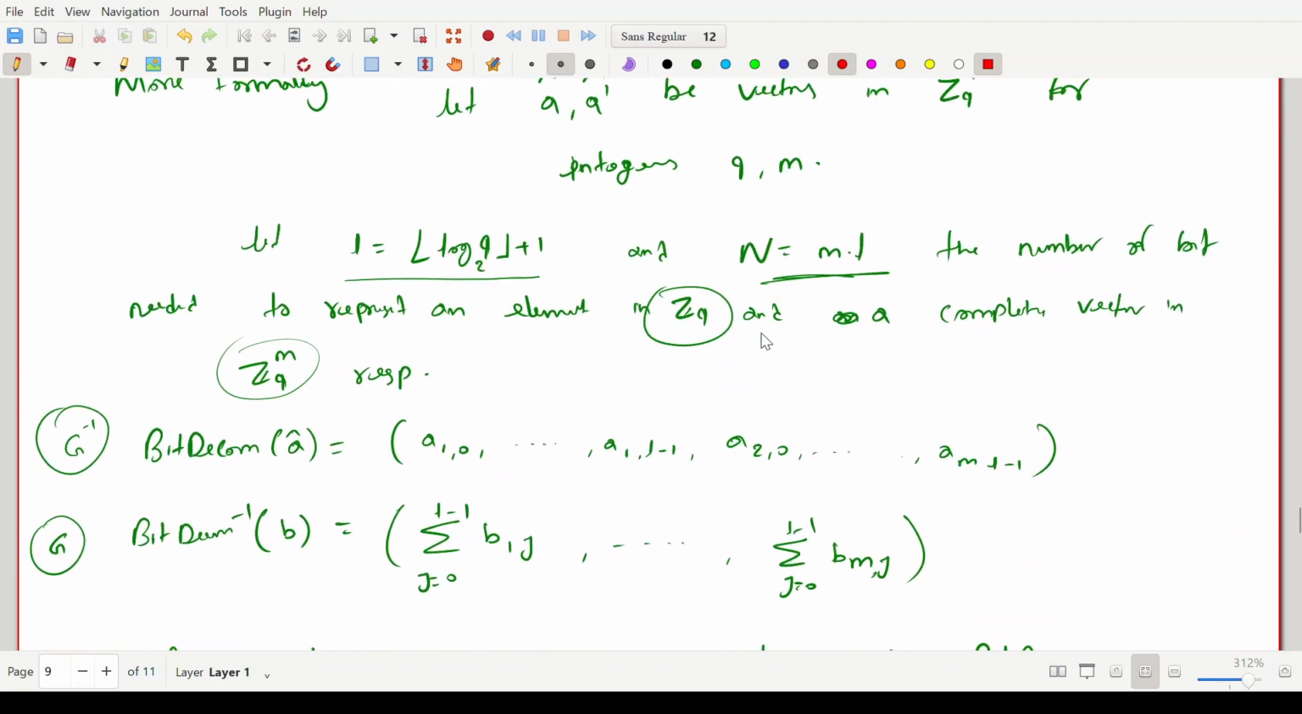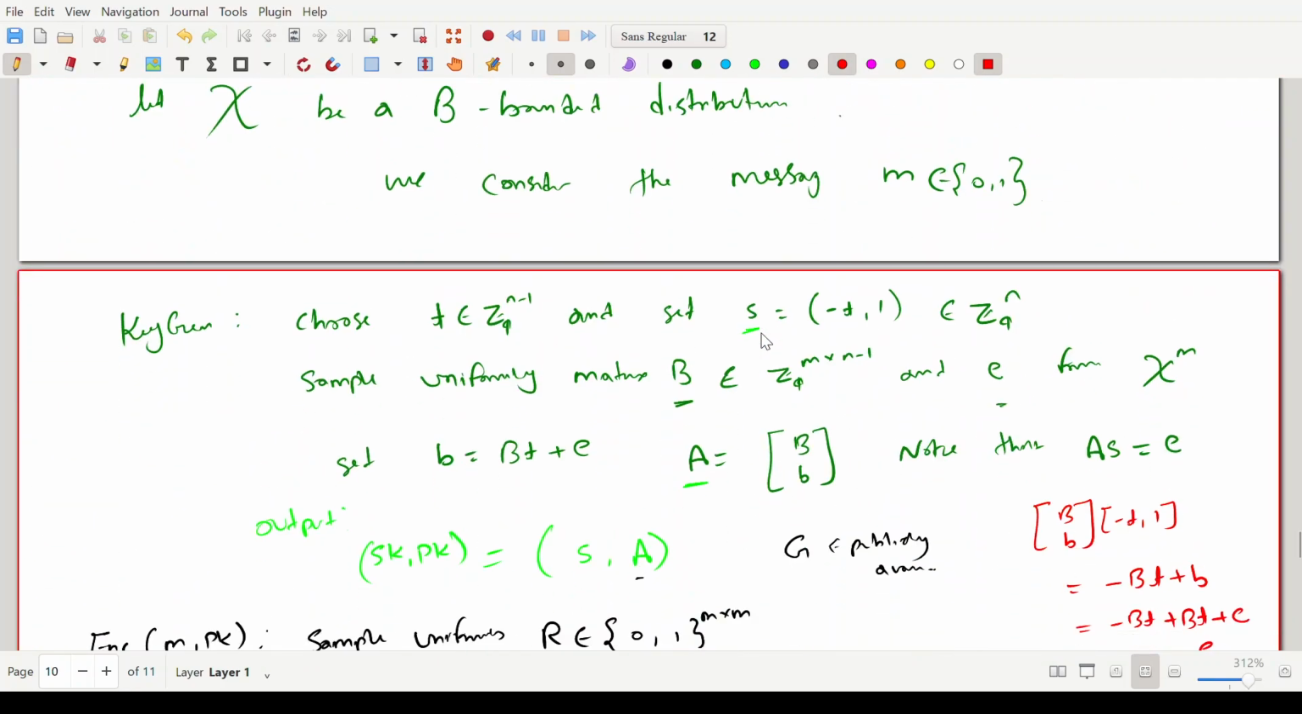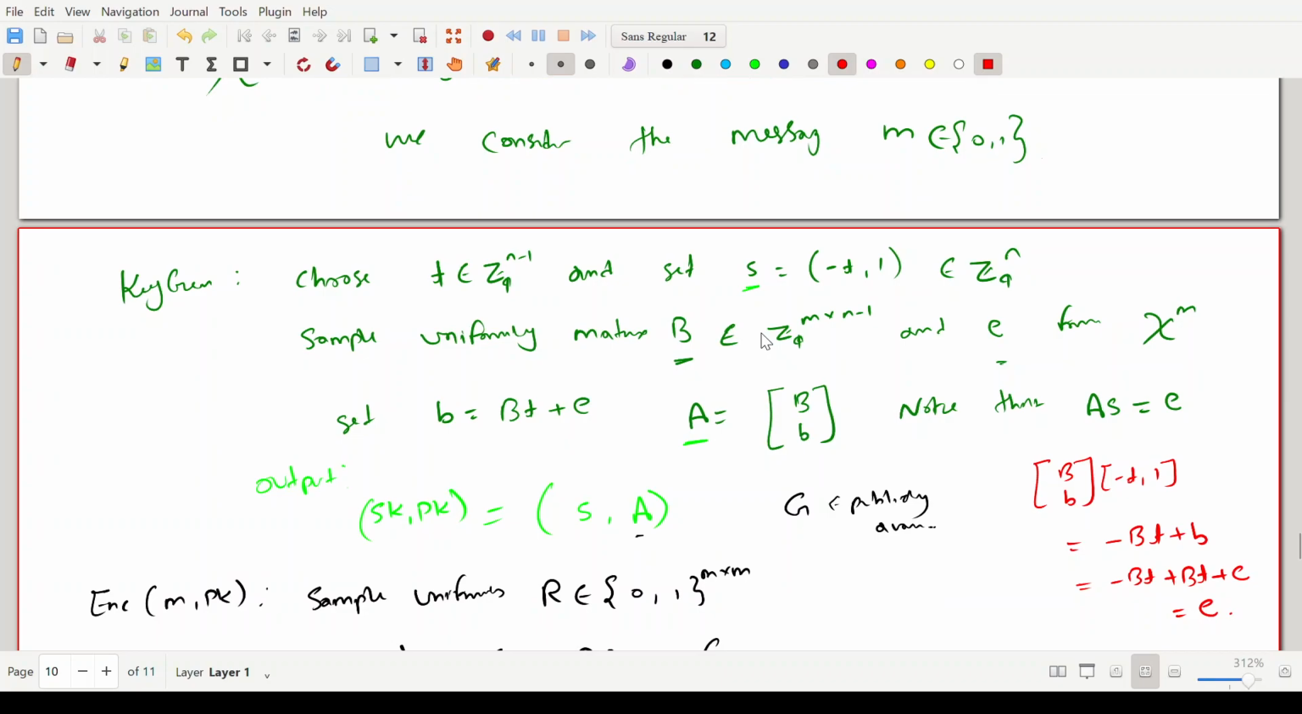And the idea was, let us see the key generation. You have to choose a vector t, and set your secret key as S equal to (-t, 1), and uniformly sample a matrix B, and set b equal to Bt plus e. This matrix A is your public key, where the first n-1 coordinates are this B, and the last coordinate is this small b, which has been obtained. It is similar to your LWE problem.